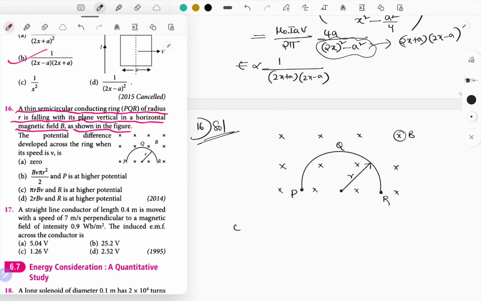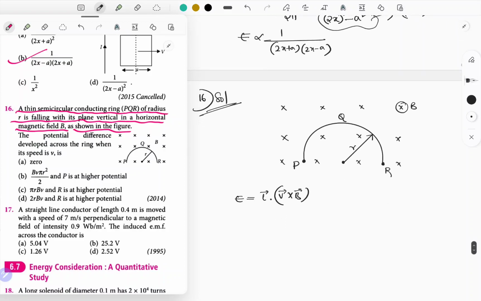Now whenever, earlier I said one formula of induced EMF when a conductor is moving in a magnetic field, that is L bar dot V bar cross B bar, isn't it? In this case, what's the meaning of L bar? It's a displacement, right? That means I have to consider this one alone. Okay, so what's the direction of induced EMF here? By using Fleming's right hand rule, we are finding direction of induced EMF, right?